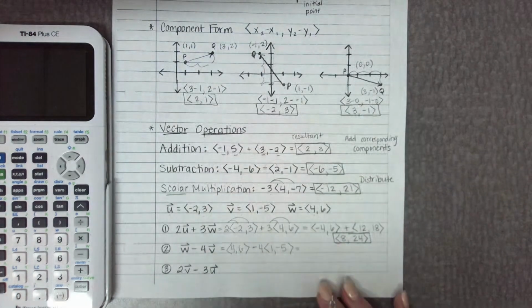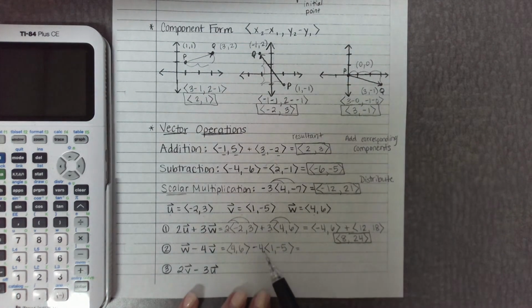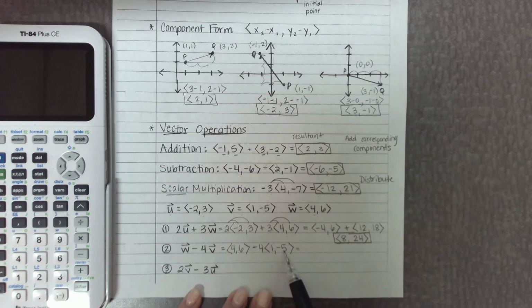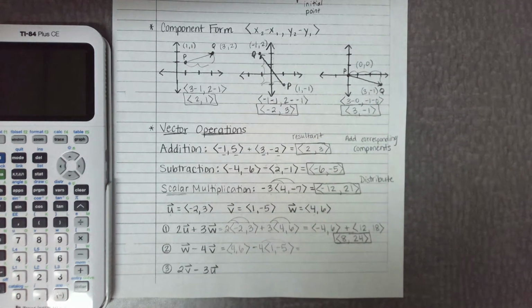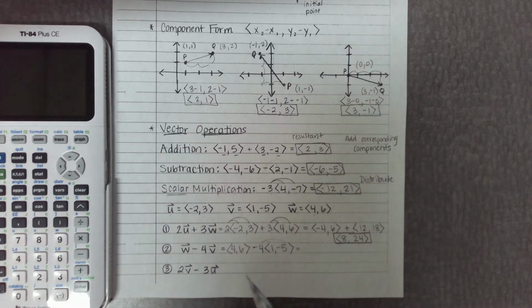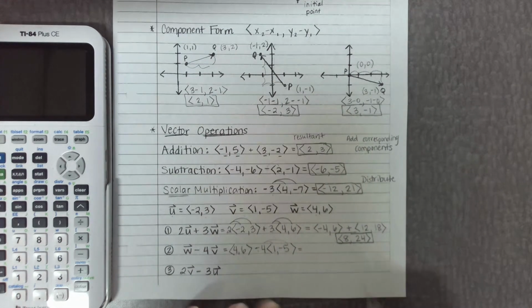Okay, so again, this is personal preference here. You can go ahead and distribute the positive 4 if you want to, and leave this as a minus sign. Or you can distribute the -4. If you distribute a -4, then this becomes a plus sign. So it's really however you want to do it, whatever makes more sense to you. I'm going to distribute a positive 4, and I'm going to leave this as a subtraction sign.